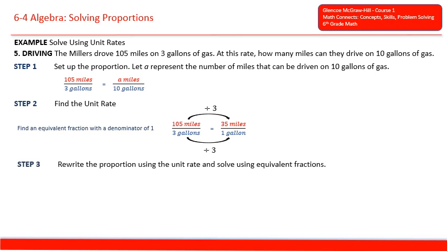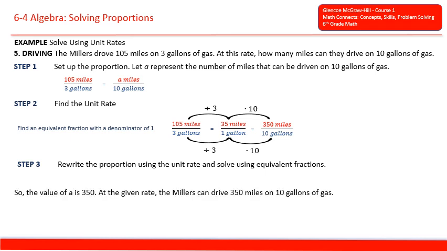Step 3. Rewrite the proportion using the unit rate and solve using equivalent fractions. So we're going to multiply the unit rate of 1 gallon times 10 gallons, and then we'll multiply the miles times 10 to find out how many miles we can drive on 10 gallons. So 1 gallon times 10, 35 miles times 10, and we get 350 miles on 10 gallons of gas. So the value of A is 350. At the given rate, the Millers can drive 350 miles on 10 gallons of gas.